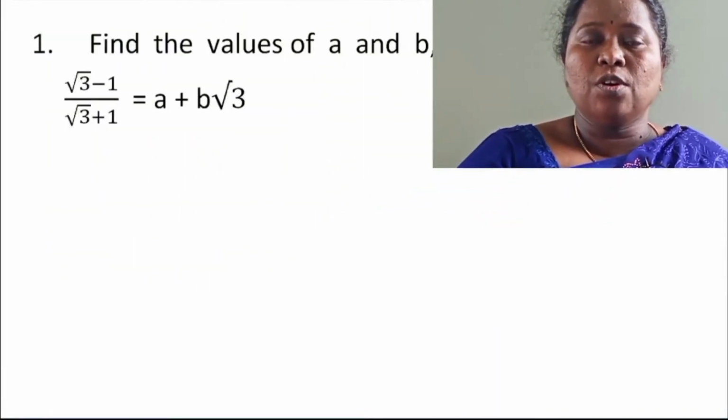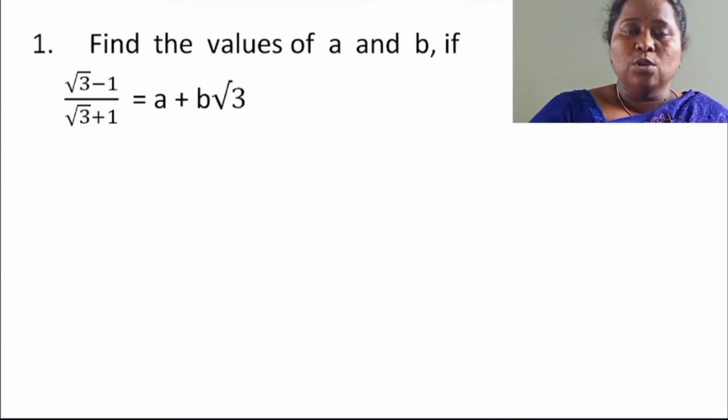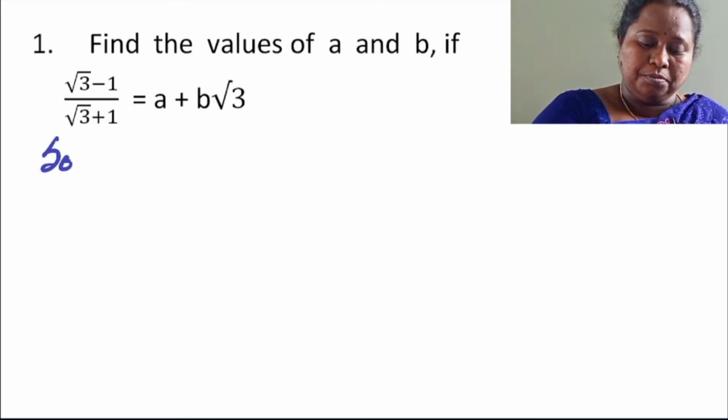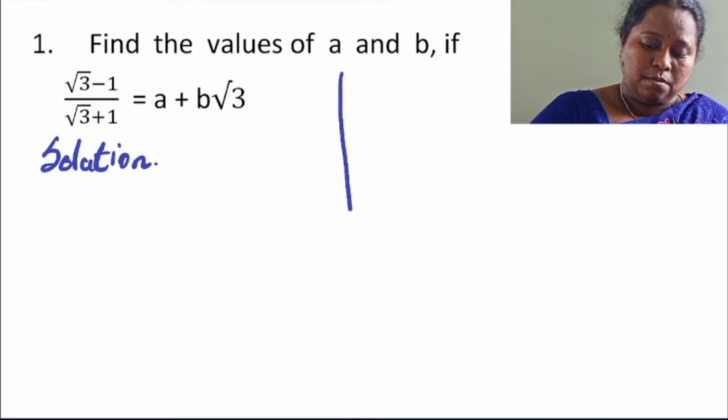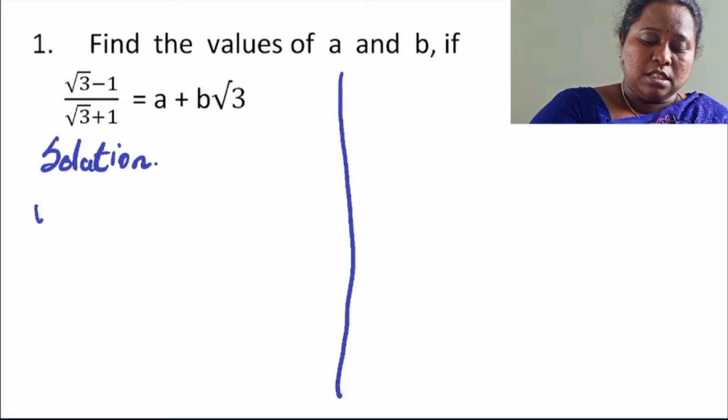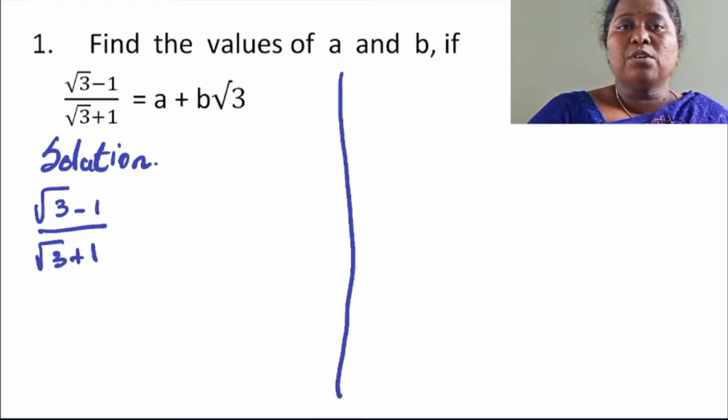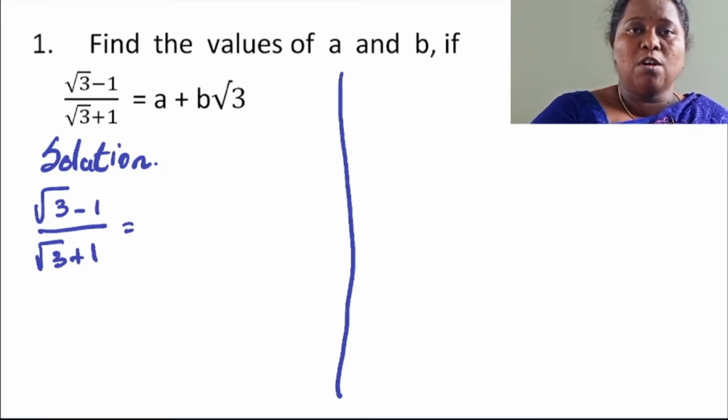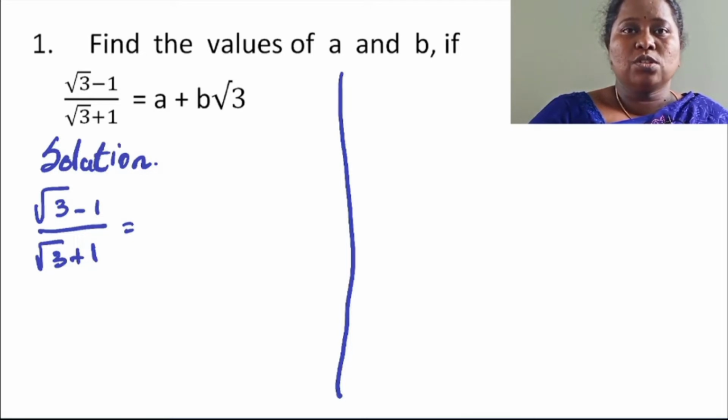Find the value of a and b if root 3 minus 1 divided by root 3 plus 1 is equal to a plus b root 3. Let me see how to do the sum. Solution. See here, this problem is root 3 minus 1 divided by root 3 plus 1. I am going to express this in the form of a plus b root 3.